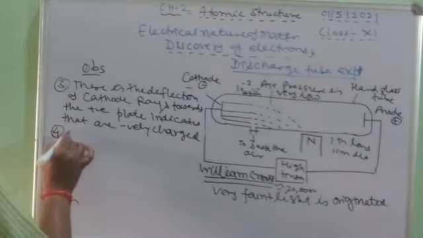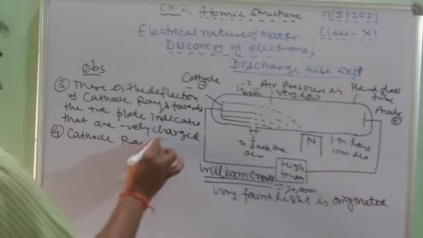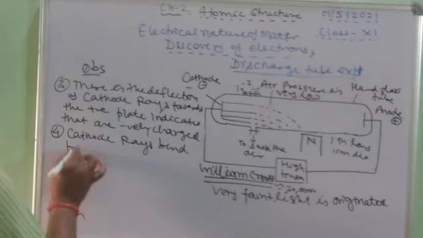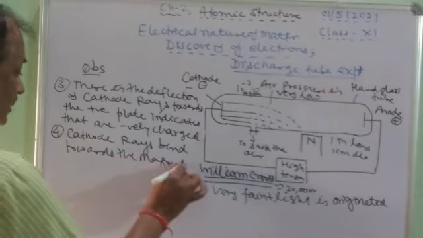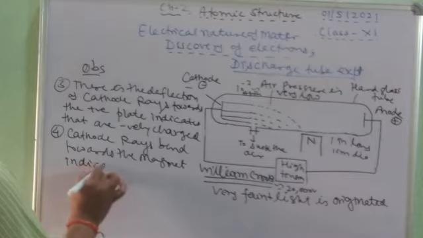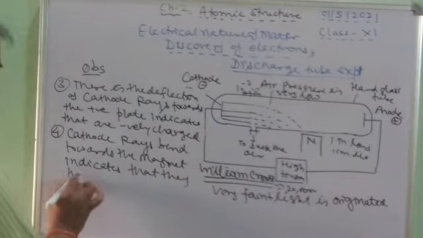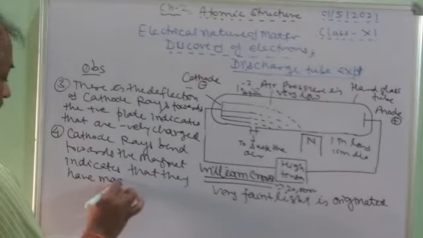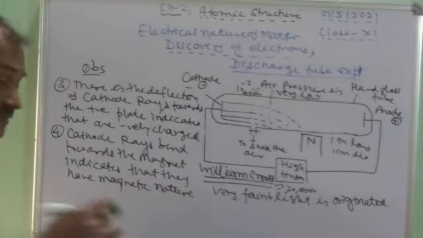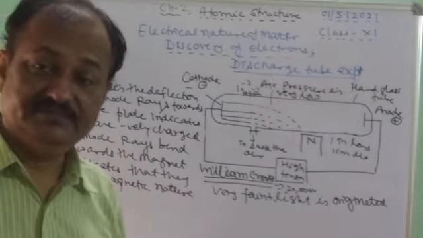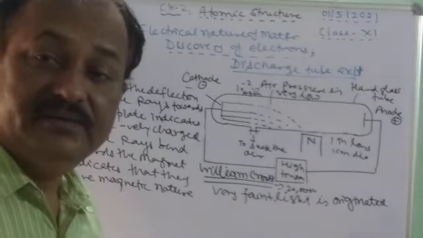So cathode rays bend towards the magnet, which indicates that they are magnetic in nature. Their attraction toward the magnetic field indicates that they are magnetic in nature.